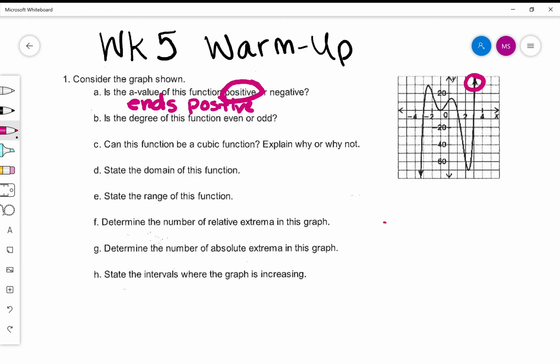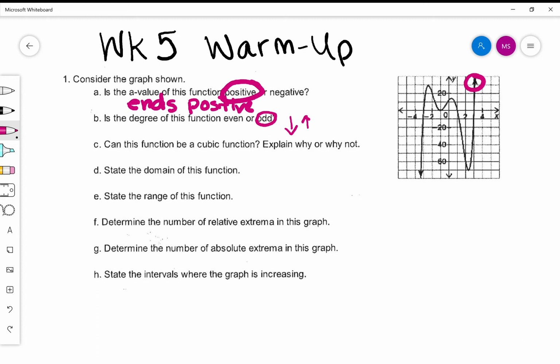All right, so letter B. Is the degree of this function even or odd? Again, pause the video. Okay, the correct answer is that this function is odd. It is odd because it ends in opposite directions. So that's how you know if a function has a degree that is odd. It ends in different directions.